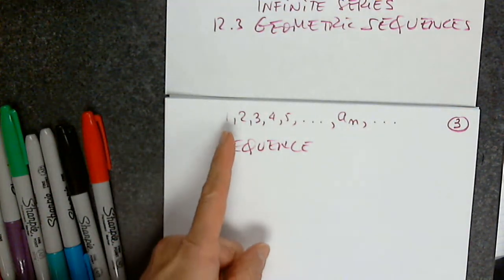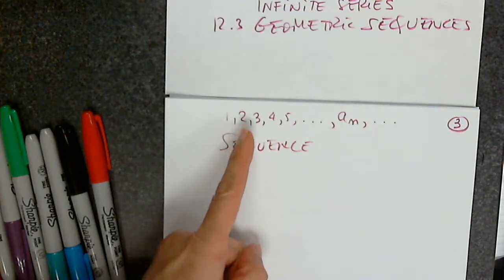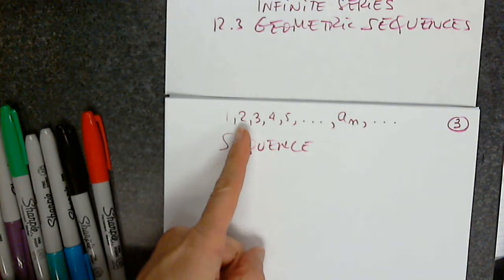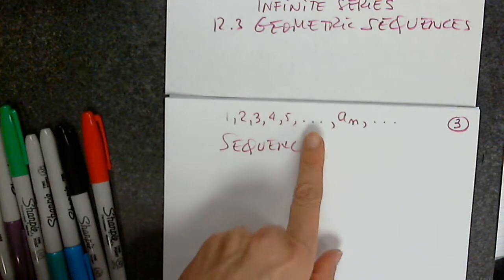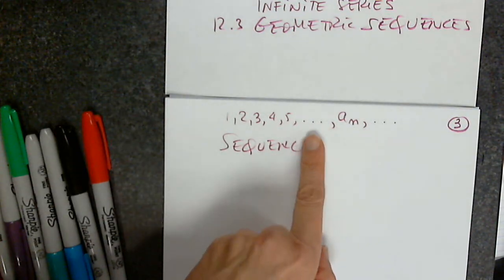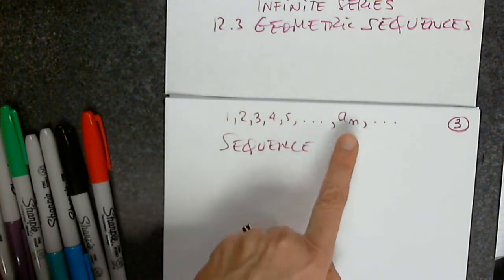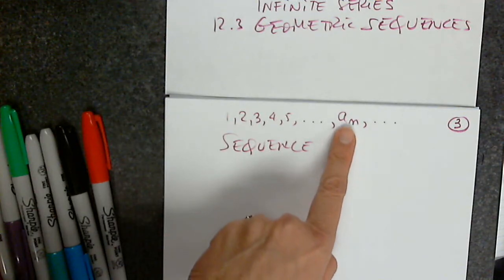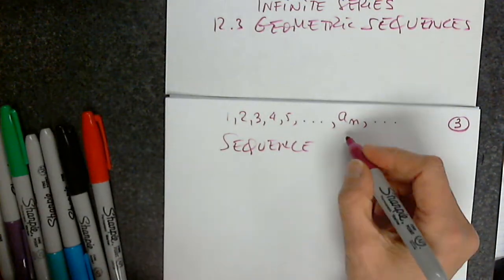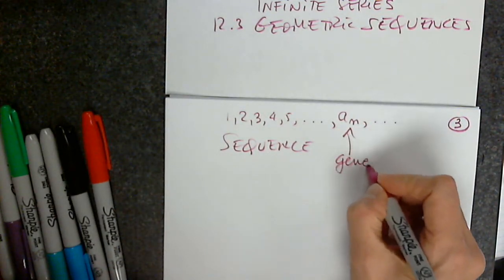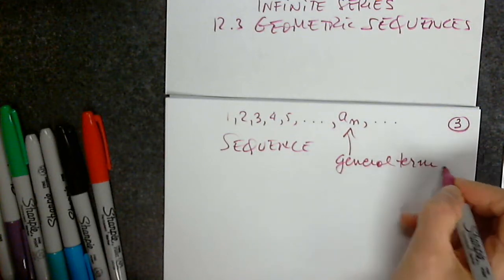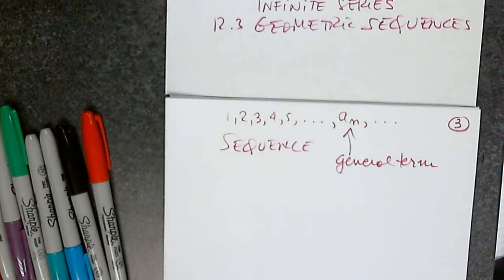The first term of the sequence is 1. The second term of the sequence is 2. The third is 3. And notice exactly 3 dots. Not more, not less. And this is the general term of the sequence.